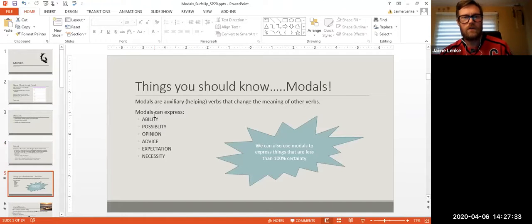So modals are these types of auxiliary verbs, or sometimes we call them helping verbs, and they help change the meaning of other verbs in our sentence. The reason that we use these types of verbs is when we want to express different kinds of possibilities or opinions, or we want to offer advice or some sort of expectation. So we use modals when we're less than 100% certain on something.